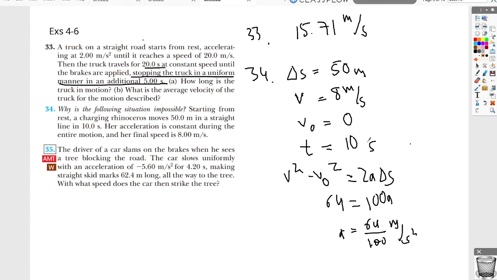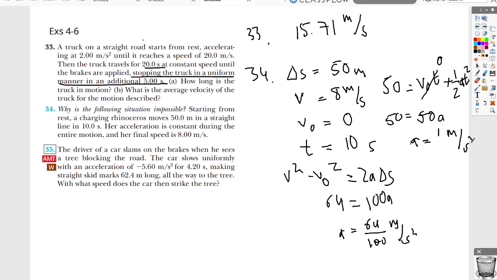Now we'll use another one of the equations. Let's use delta s equals v naught t plus 1/2 at squared. So 50 is equal to, v naught is 0, so I could cross that out, plus 1/2 a t squared. So what's our t? Our t is 10, squared is 100, divided by 2 is 50, so 50 equals 50a, and then a equals 1 meter per second squared. We have two different answers.